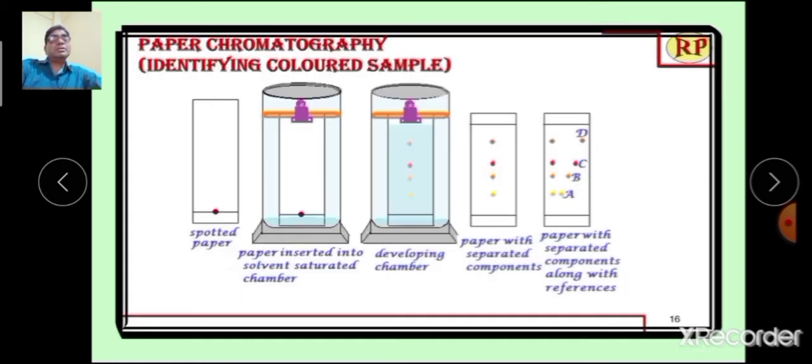Now this is the procedure, how the chromatography is carried out. The paper is shown here. The paper is kept for running of solvent, that is the development. When the solvent runs to the required height, this is the paper where we can see the separated components. Then this is the distance, where A, B, C are the components.